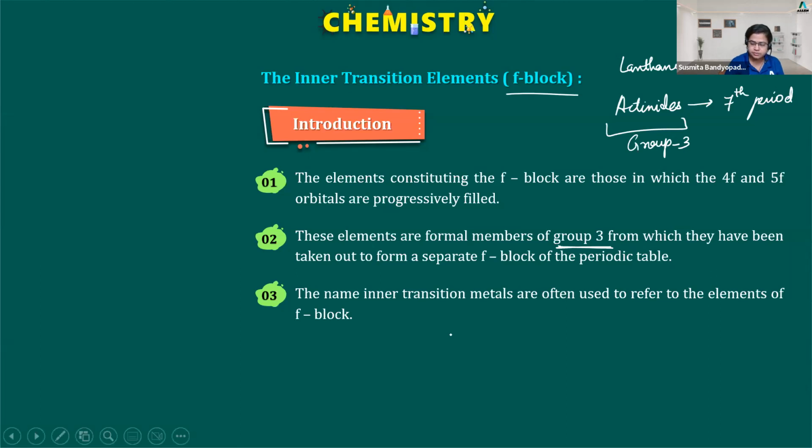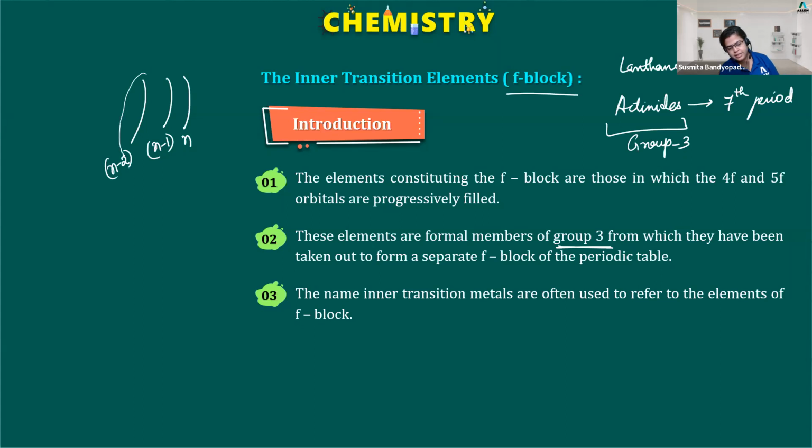Inner transition metals can also be used. Instead of calling them f block elements, we can call them inner transition elements. Why? Because it's the valence shell, penultimate shell, and anti-penultimate shell. So this shell is being successively filled. We'll look into the electronic configuration and understand it better.